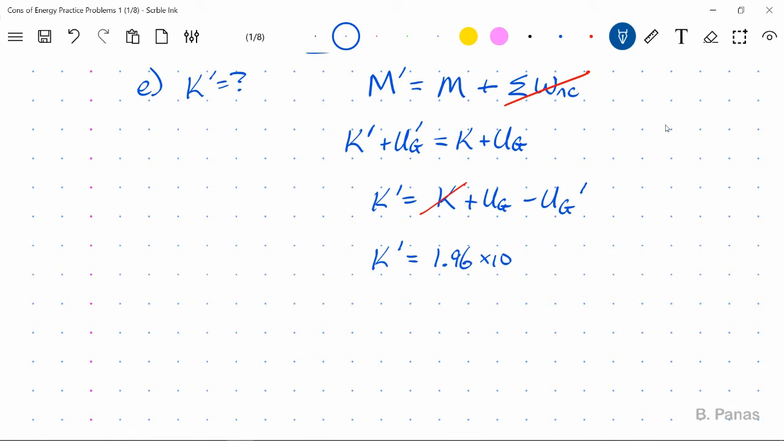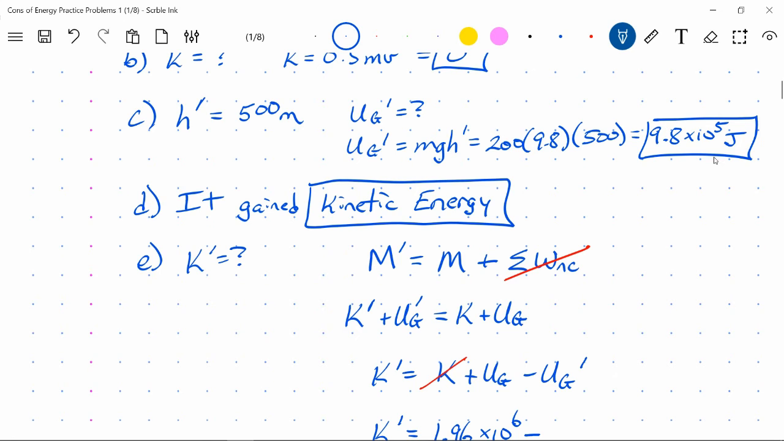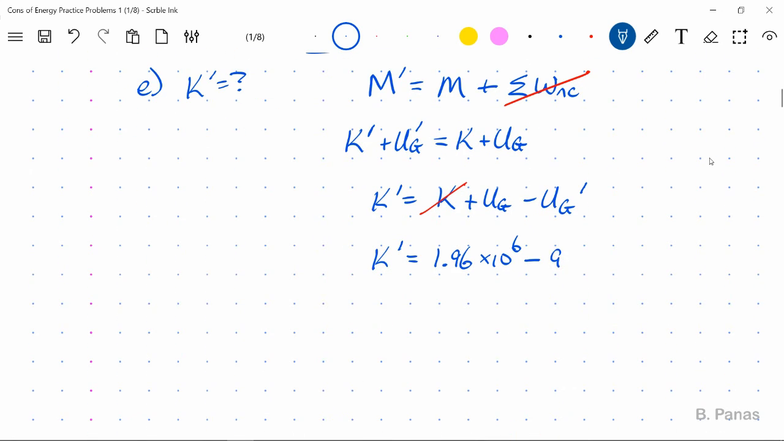1.96 million joules, subtracting the amount that I still have as potential energy, which was my answer to part C, 9.8 times 10 to the 5. And since that was half, it should make sense that the kinetic energy we have now is the other half, 9.8 times 10 to the 5 joules. That's how much kinetic energy we have now.